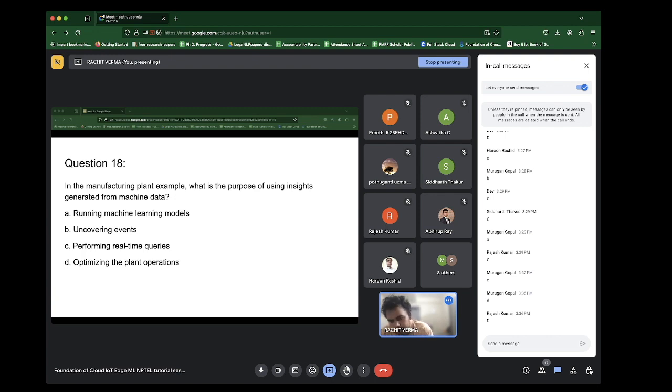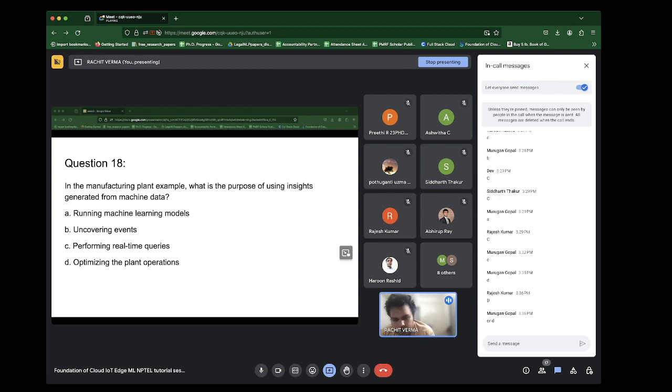Now we want to look at a purpose, right? The purpose of using insights. When we ask what is the purpose of something, we are looking at the end goal of performing a certain action. For example, what is the purpose of walking? It is to, let's say, go to the next room. The purpose of walking is not to move your leg forward or backwards, it is to go to the next room. So in this question, what is the goal of using those insights? We want to use those insights to optimize the plant operations.